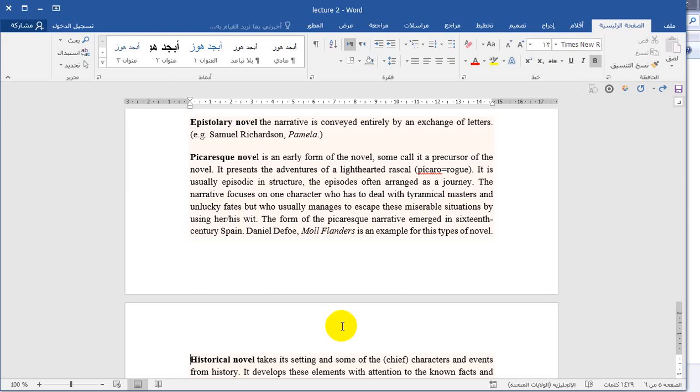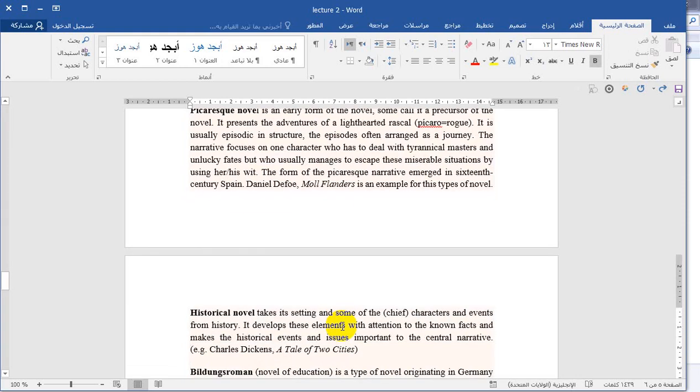Even their way of speaking is low, because they are low class people. No, low in everything: in their manner, in their behavior, in their moralities. So this kind of story focuses on this slice of society, this group of people. Picaresque novel. Historical novel, from its name, history.